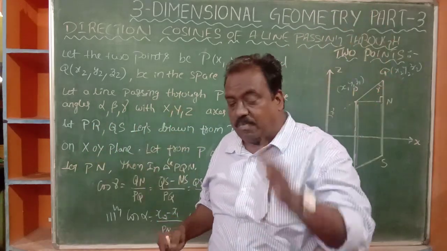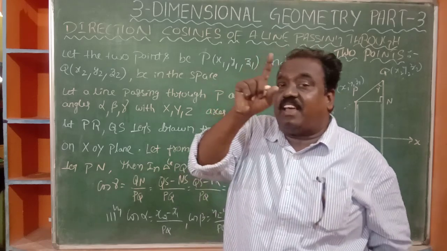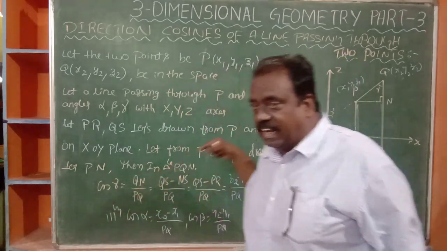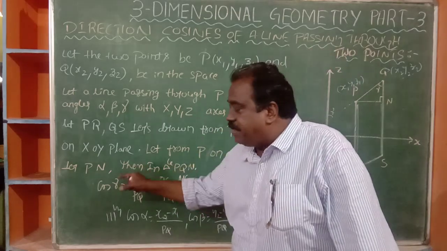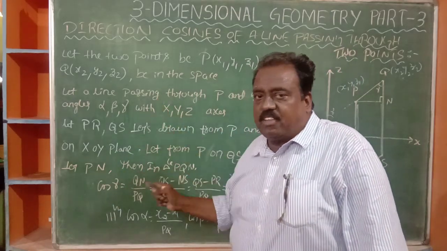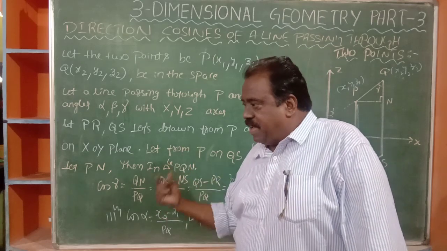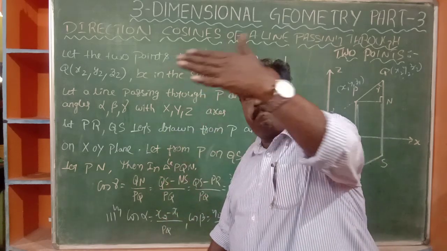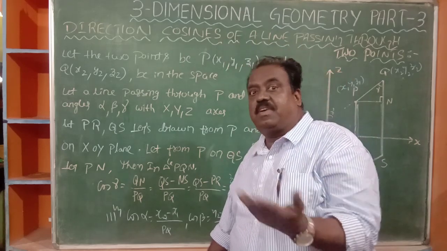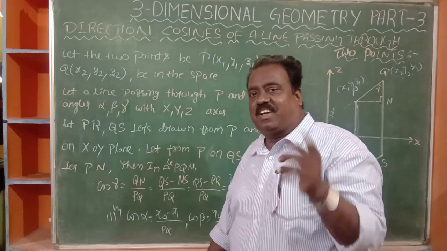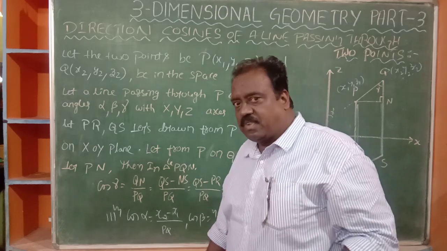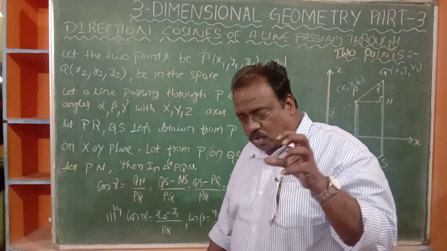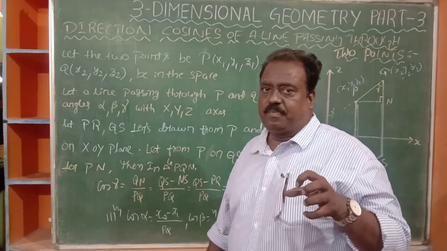For that line, we have to find the DCs. Say a line parallel to that line passes through the horizon. It makes an angle alpha, beta, gamma with the x, y, z axis. If it makes alpha, beta, gamma angles, then no doubt the PQ line also makes the same angle. Why? Because they are parallel. Are you okay now? Like that. Okay, try to understand. Number of times you repeat and you try to catch those words and imagine like that.